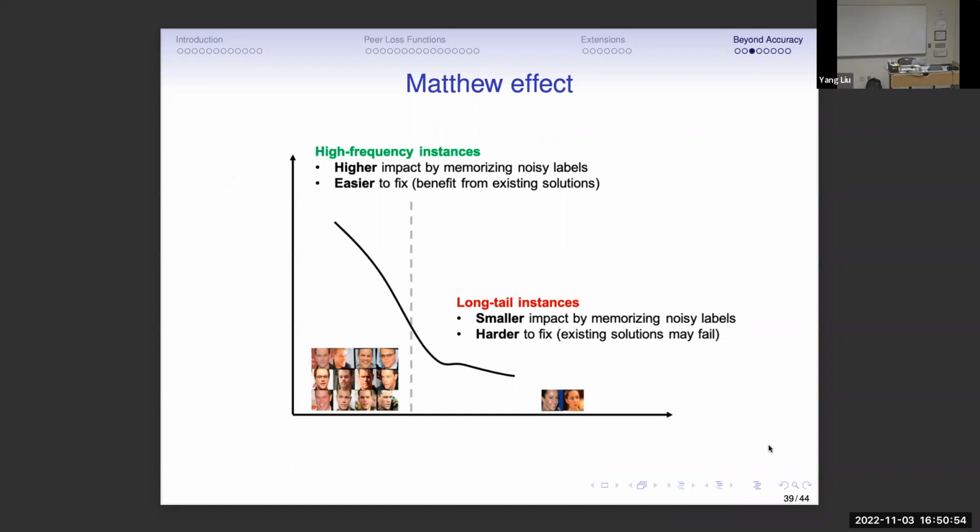So many of the solutions, including pure loss, are able to fix the errors on this data very easily. But the long tail distributions don't really happen often. Their impact is smaller, but they're harder to fix. Many approaches, including pure loss, are going to fail at this long tail regime.